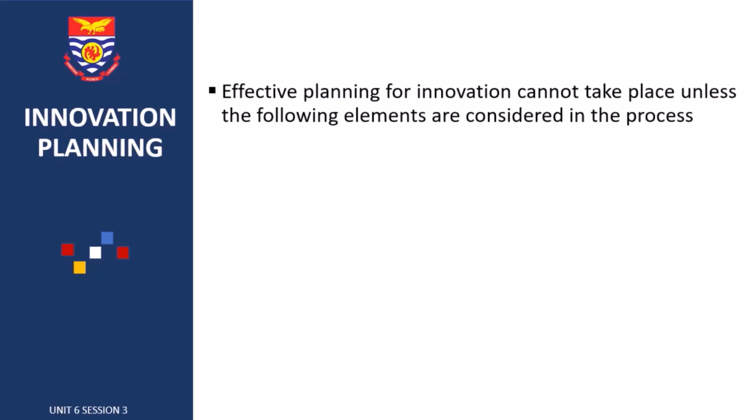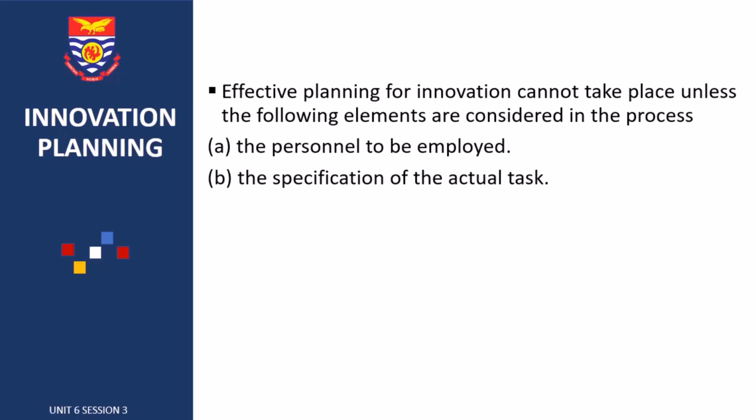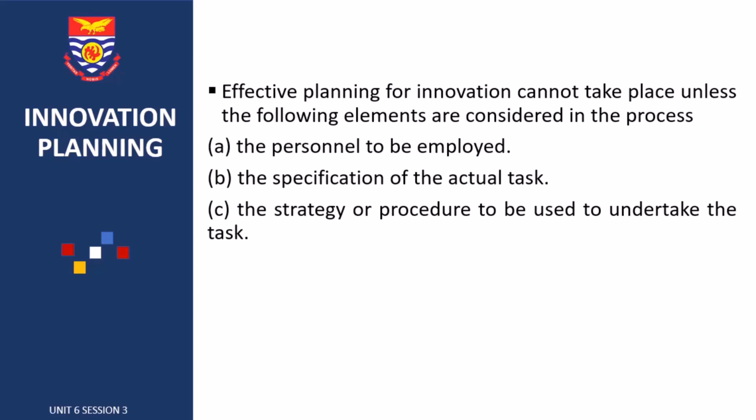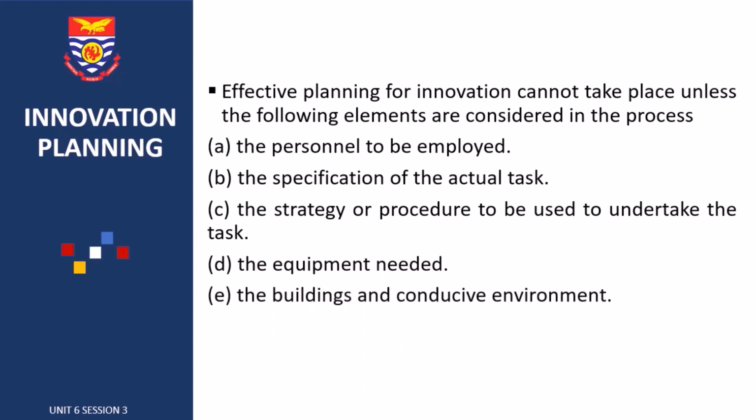The innovation planning. Effective planning for innovation cannot take place unless some elements are considered in the process of the innovation. First, the personnel to be employed for the innovation to take place. Secondly, the specification of the actual task at hand. Then, the strategy or procedure to be used to undertake the task. Also, the equipment needed. Then, the buildings and conducive environment for the innovation to take place.